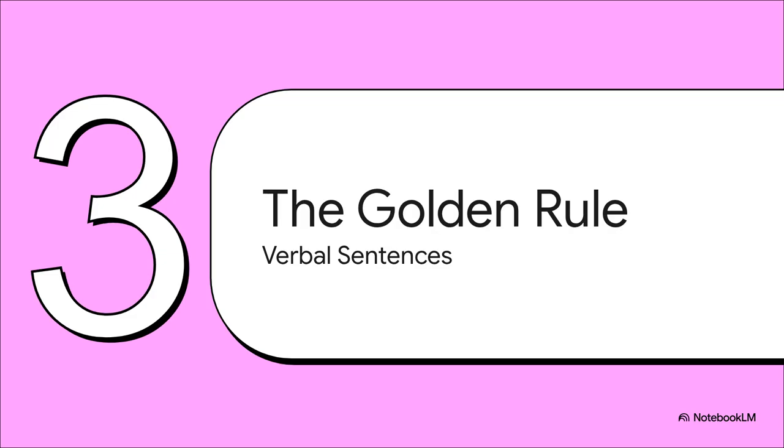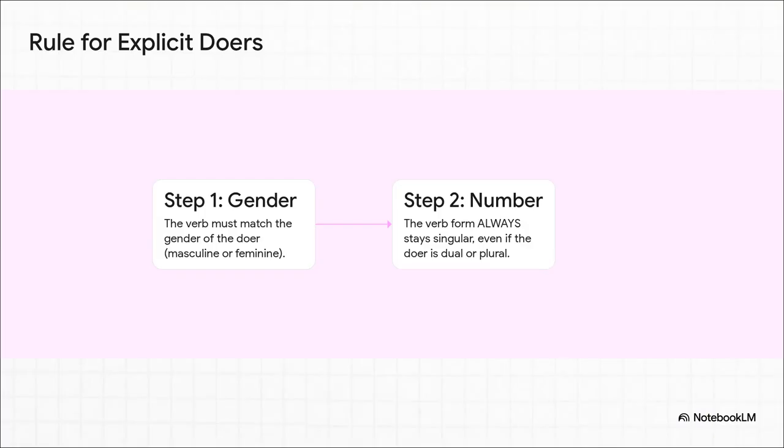In fact, this is what I call the golden rule of Arabic verbal sentences. Seriously, if you can just lock this one principle into your brain, you are going to save yourself so much confusion down the line. It really does simplify everything. So here it is, just two simple steps. Step one, the verb has to match the gender of the doer. Masculine doer gets a masculine verb, feminine doer gets a feminine verb. Easy enough. But step two, this is the game changer.